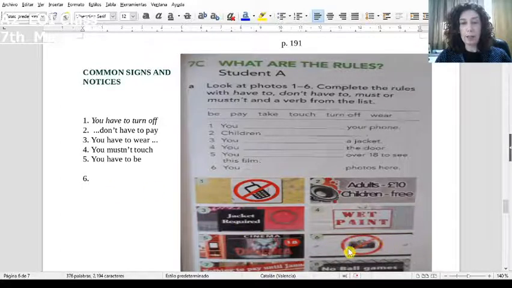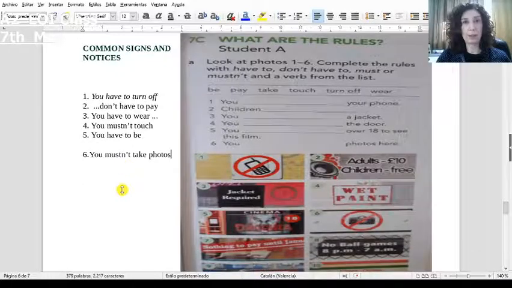Then the camera, it's a prohibition sign. Then you mustn't take photos. Well, this is a typical sign. Esto es típico de un museo. You mustn't take photos with this. Or you can see on a bench or on a door wet paint. Then you mustn't touch it. And it's very common when you travel abroad. Quan viatgeu junts a l'estranger.